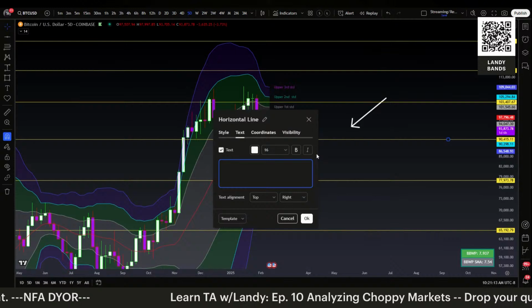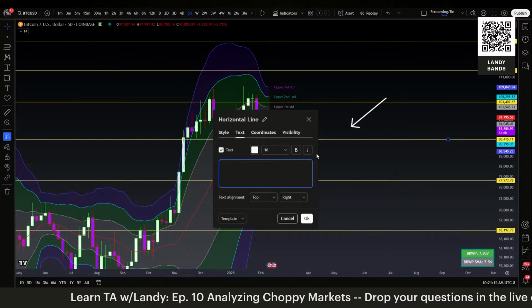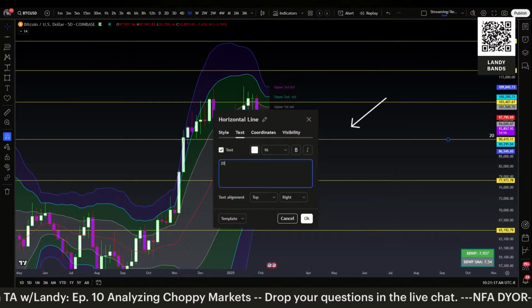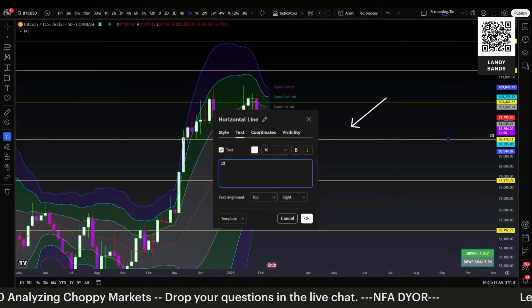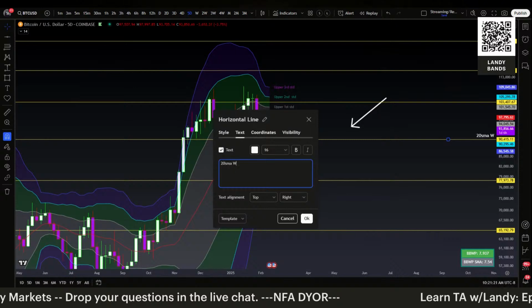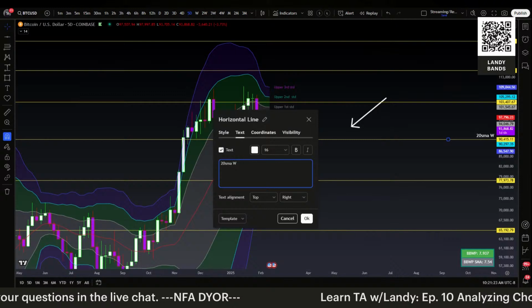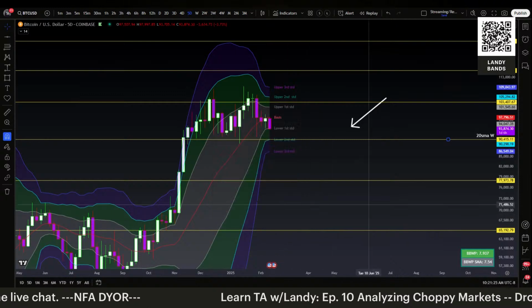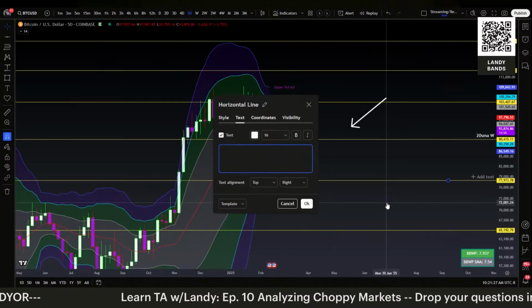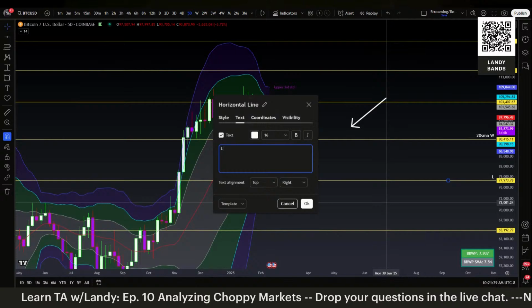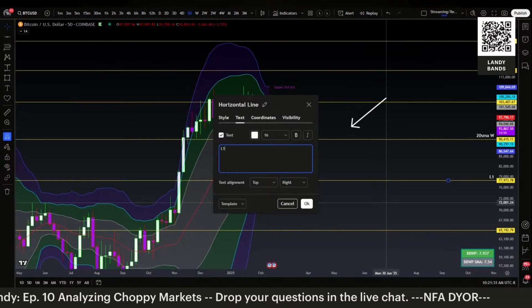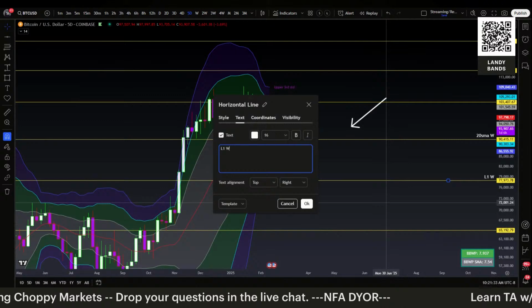So we can even say 20 SMA and put a W there for weekly, right? So that's an important level. We can also say that this is the lower first. So I'll say L1, put a W there for the weekly.